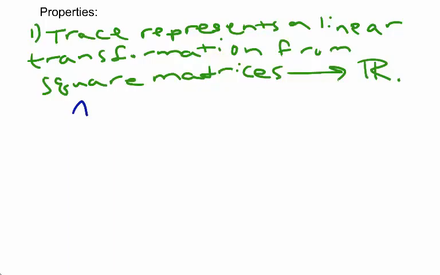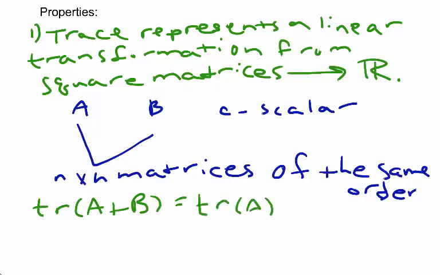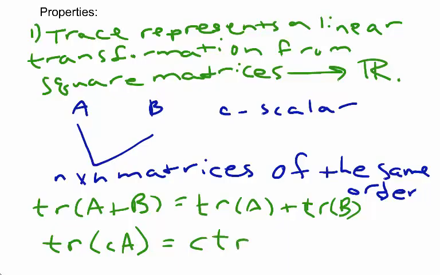If we consider square matrices A and B, where A and B are of the same order, and we have some constant C as a scalar, then we can say the trace of A plus B is equal to the trace of A plus the trace of B. We can also say that the trace of scalar C times A is equal to C times the trace of A.